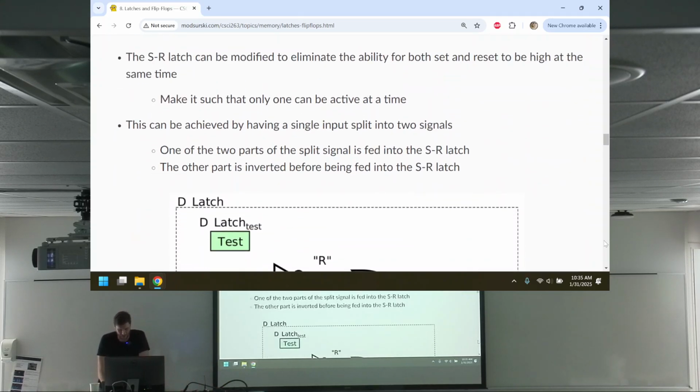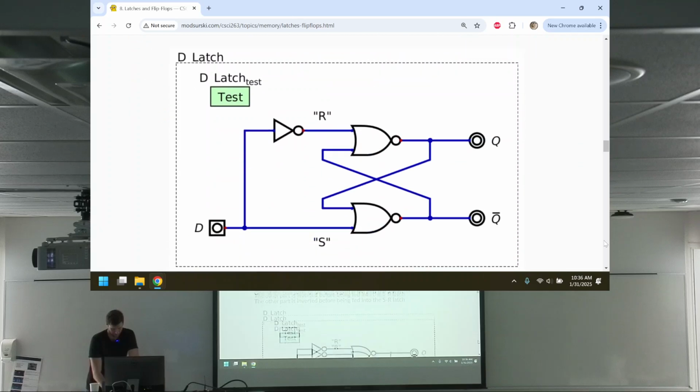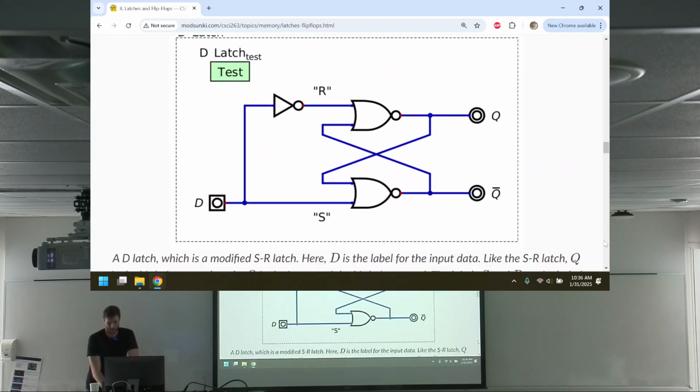So let me make sure I didn't miss any here. An SR latch can be modified to eliminate the ability for both set and reset to be high at the same time, such that only one can be active at a time. This can be achieved by having a single input split into 2 signals. One of the 2 parts of the split signal is fed into the SR latch. The other part is inverted before being fed into the SR latch. That's it. So, any questions about what we're seeing here? Is it clear? Happy?